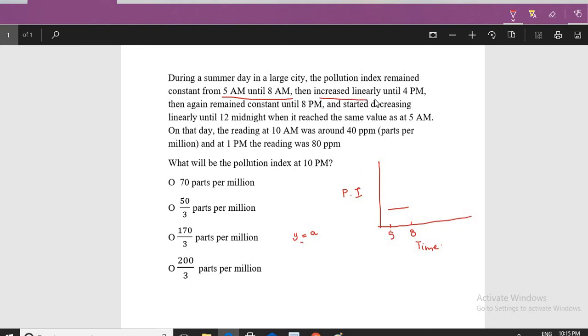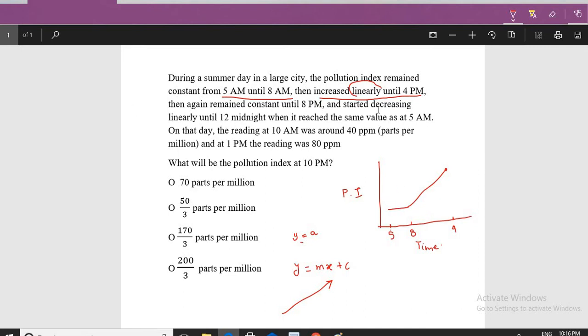Then it increased linearly until 4 pm. It is increasing how? It is increasing linearly. Whenever the term linear appears, it will always be in the form y is equal to mx plus c. It will form a straight line, but in which direction? In an increasing direction, which will be somewhere like this. So it will be a graph from 8 am to 4 pm, increasing linearly.